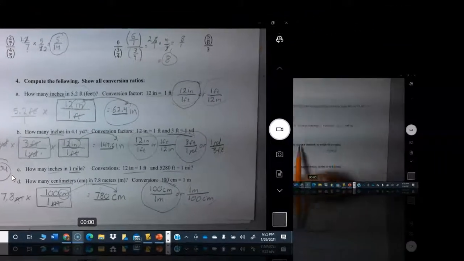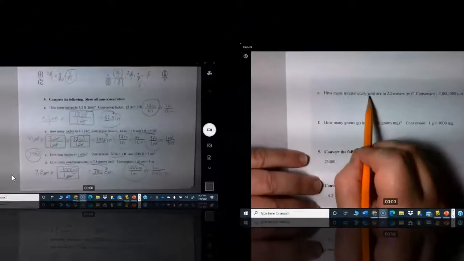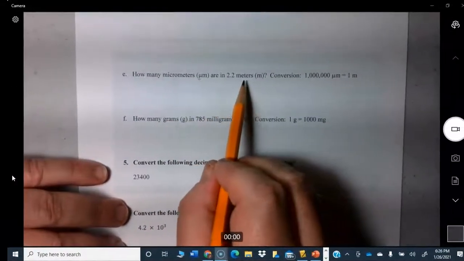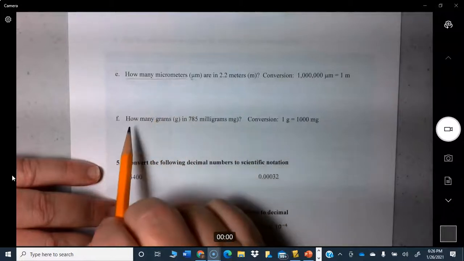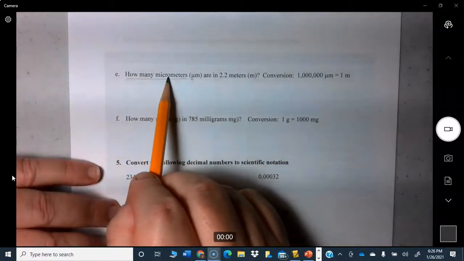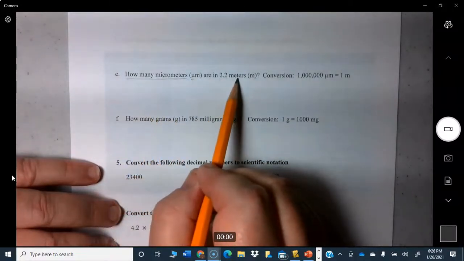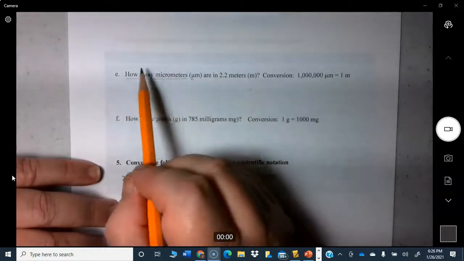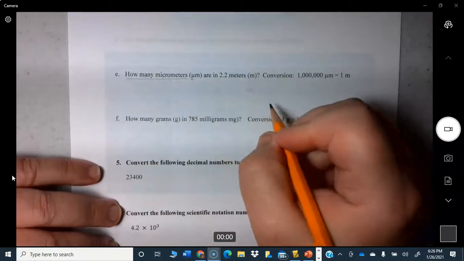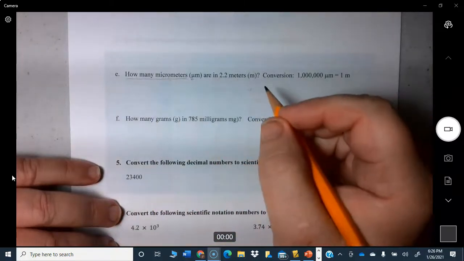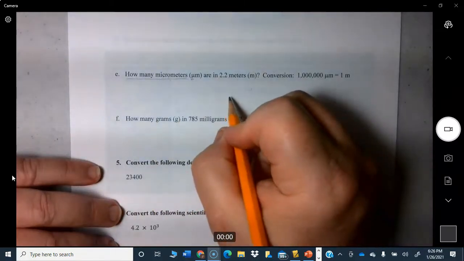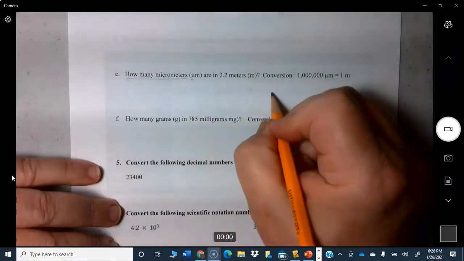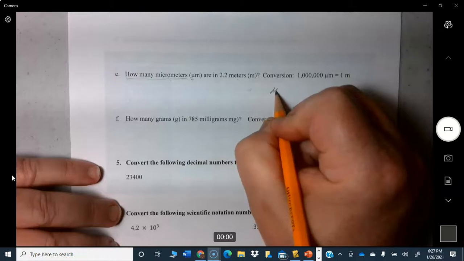Okay, letter E. How many micrometers, and that's with that funny little mu letter there, are in 2.2 meters. So what we're trying to find is micrometers. Even though it comes first in the sentence, and this comes second in the sentence, this is going to go at the end of the equation, and this is going to go at the beginning, because this is what we know, and this is what we don't know. So over here, I'm going to write the following. We're looking for micrometers.